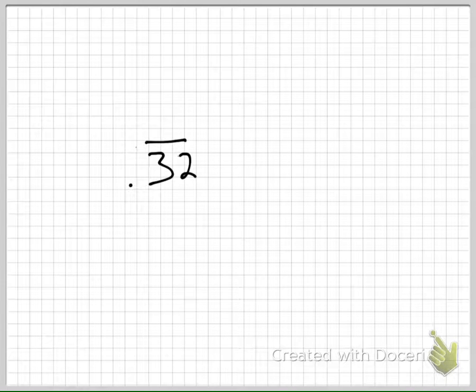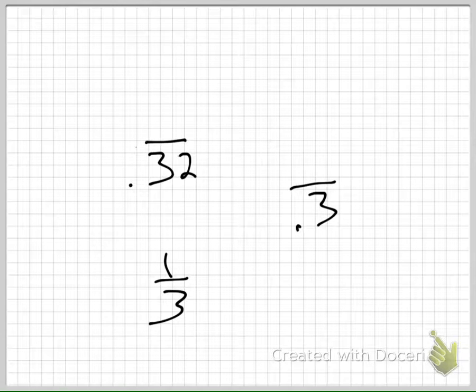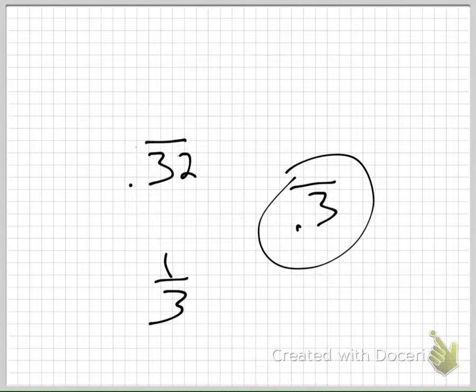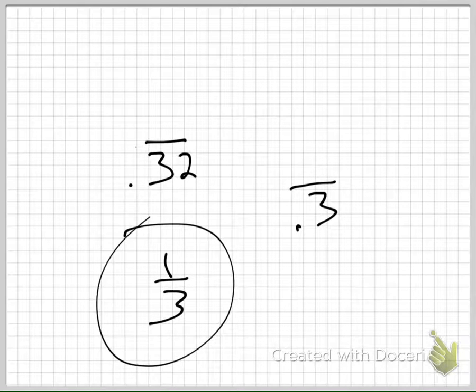Let's drop back to this. What about 0.3 with a line over it? It goes 0.333333333, right? What is 1/3? Is 1/3 just 0.3? No. How do I write 1/3 as a decimal? 0.3 with a line over it.